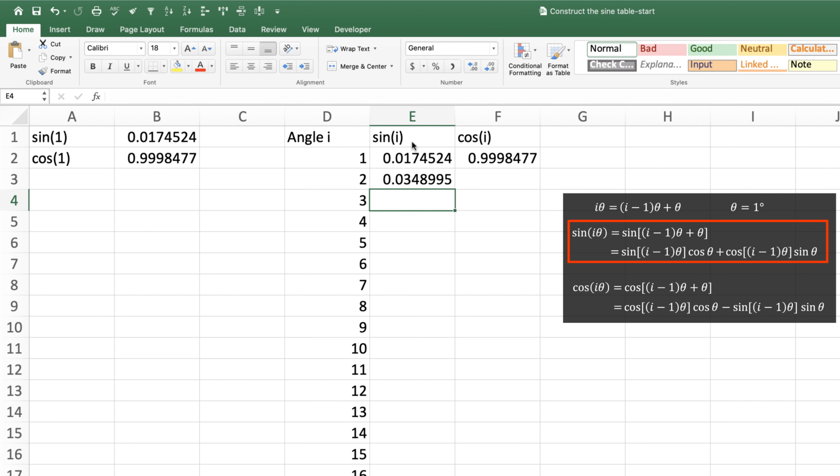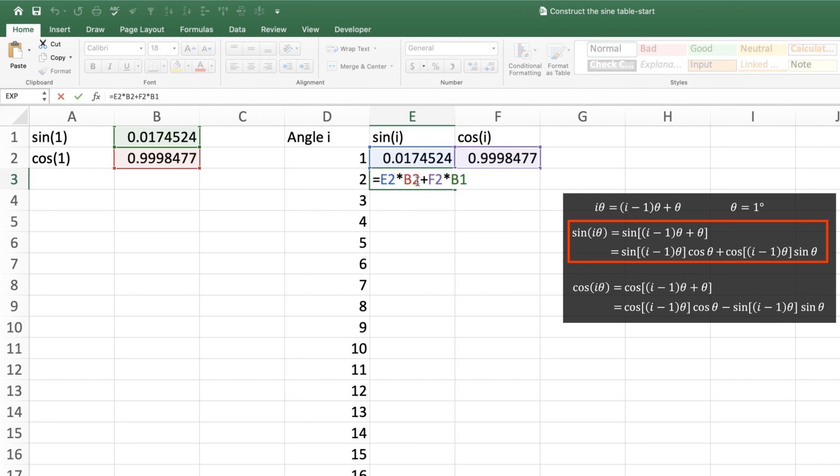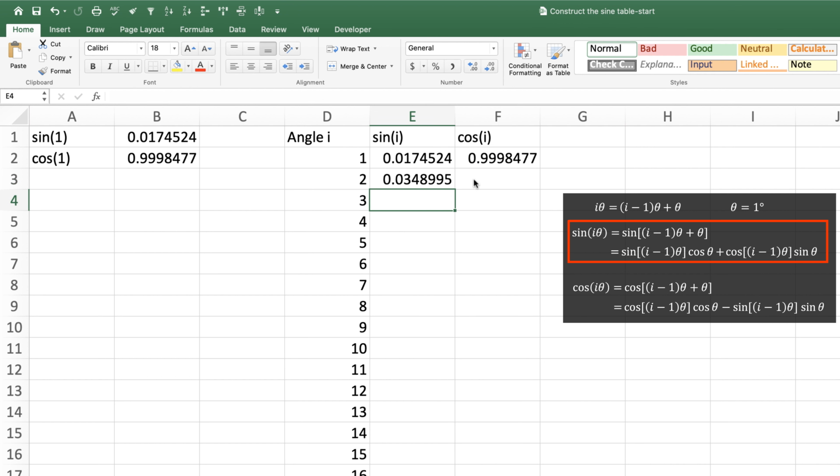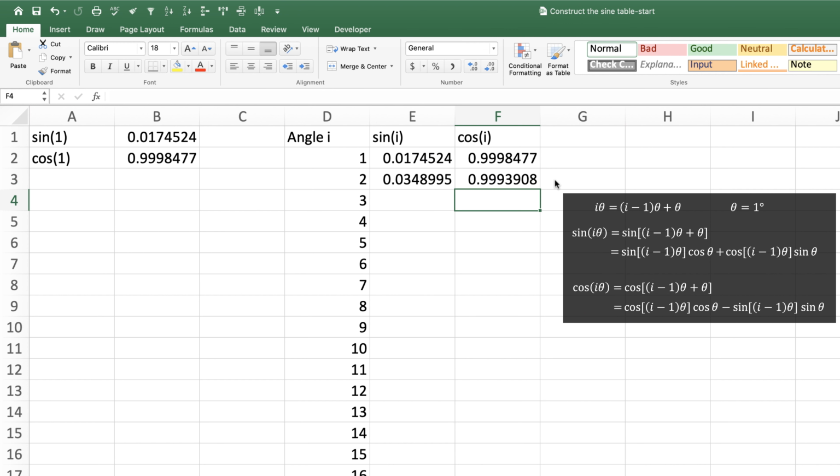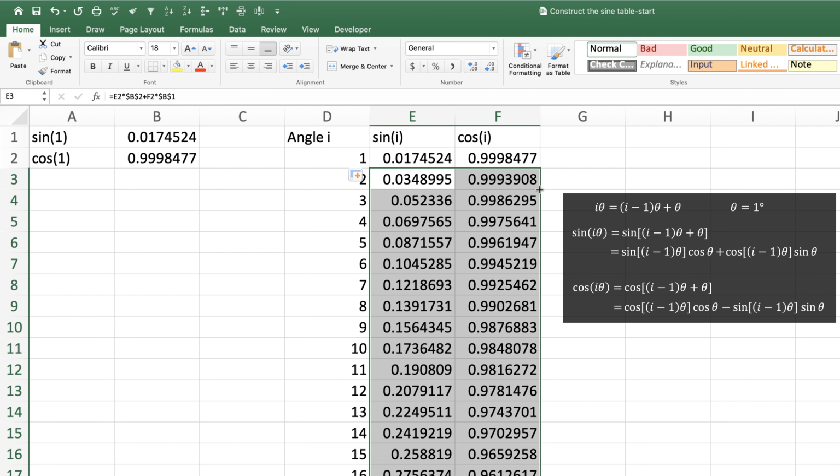Now we want to cascade the formula down. So you need to lock the cell reference for the unit angle. Lock down these two. Cosine 2 equals to cosine of the last angle times cosine theta minus sine of the last angle times sine theta. Lock these two cells. Select the two cells. Now double-click. Now all these sines and cosines are computed.